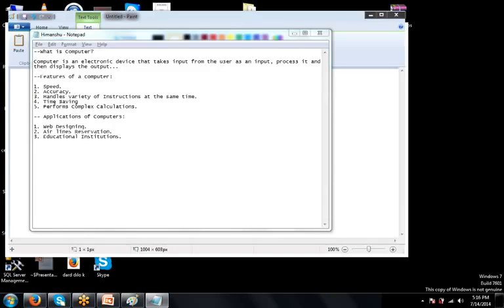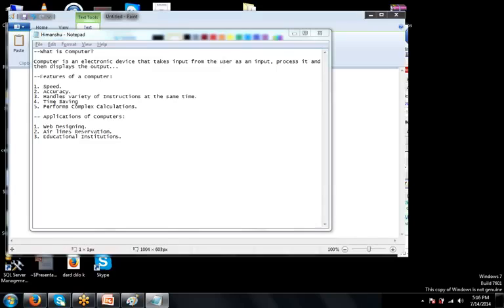Can you come again? Have you seen on the screen what is a computer? There is some notepad. Yes, yes, we can see. Okay, there is a notepad. I can see now. Yes. And what is a computer, right?